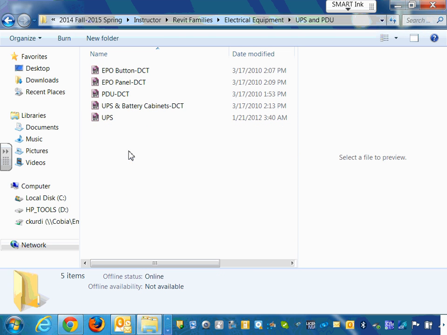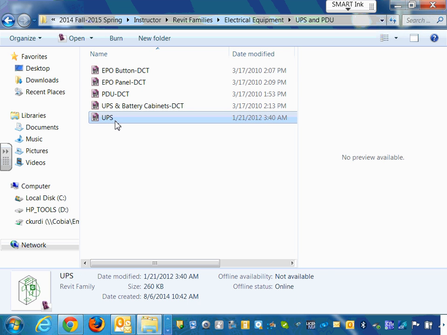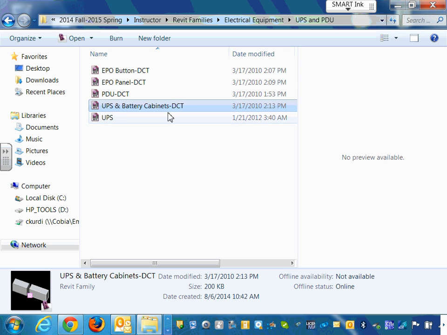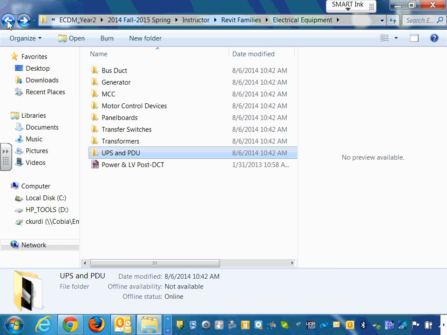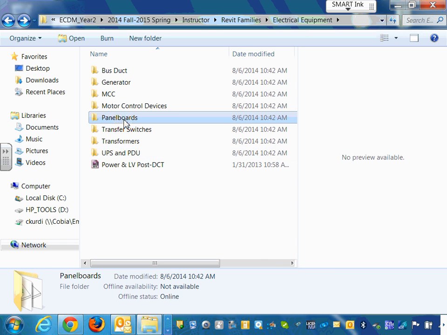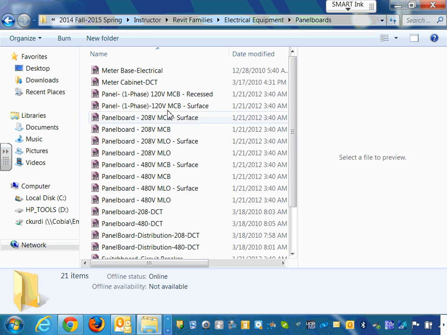Let's click on the UPS. For the UPS, you're going to have a UPS family, a UPS with a battery, PDU, emergency power off. Some of these might not mean anything to you yet, but we'll get to them. I'm going to go back to panels, easier. Can you guys go to panels, please? Go back one step and go to panels. Here are all the panels that we have, the panel families.